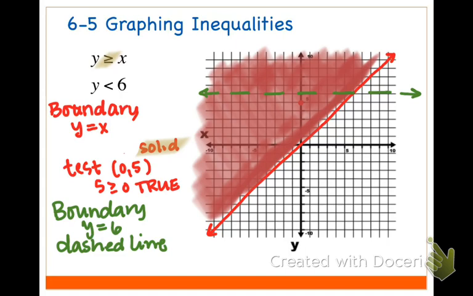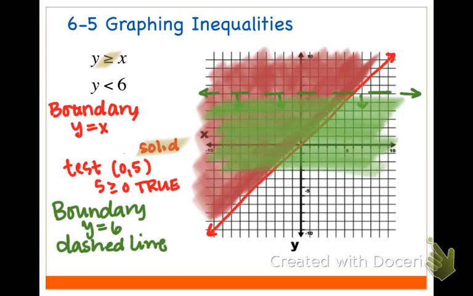Straight horizontal line. And now this one is probably easier just to look at. Do I want the y values that are above 6 or the y values that are below 6? And since y is less than 6, I want the ones that are below. So for this one, when I go to graph this, it's going to be this entire region down here.